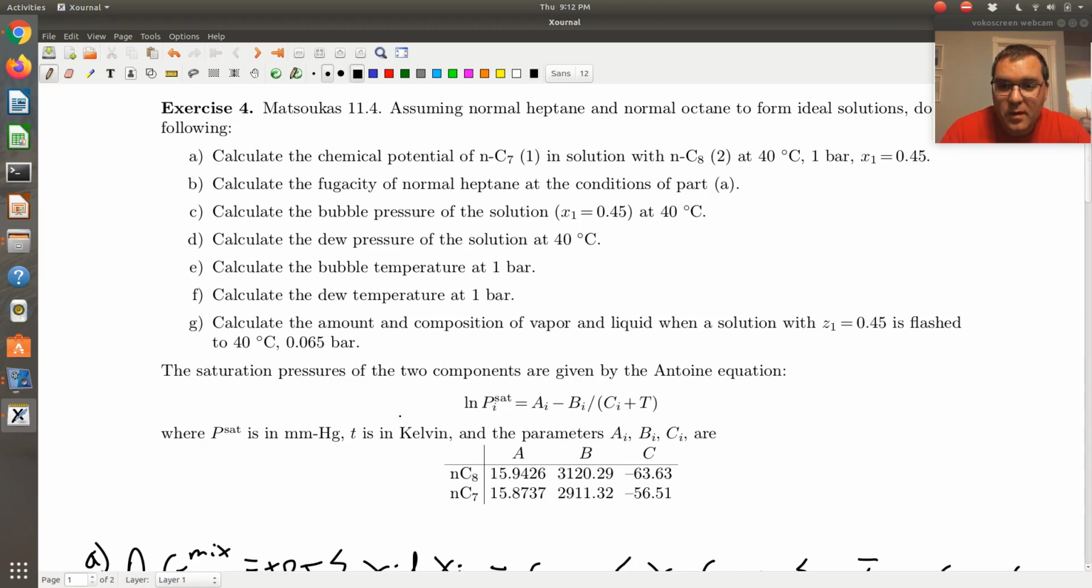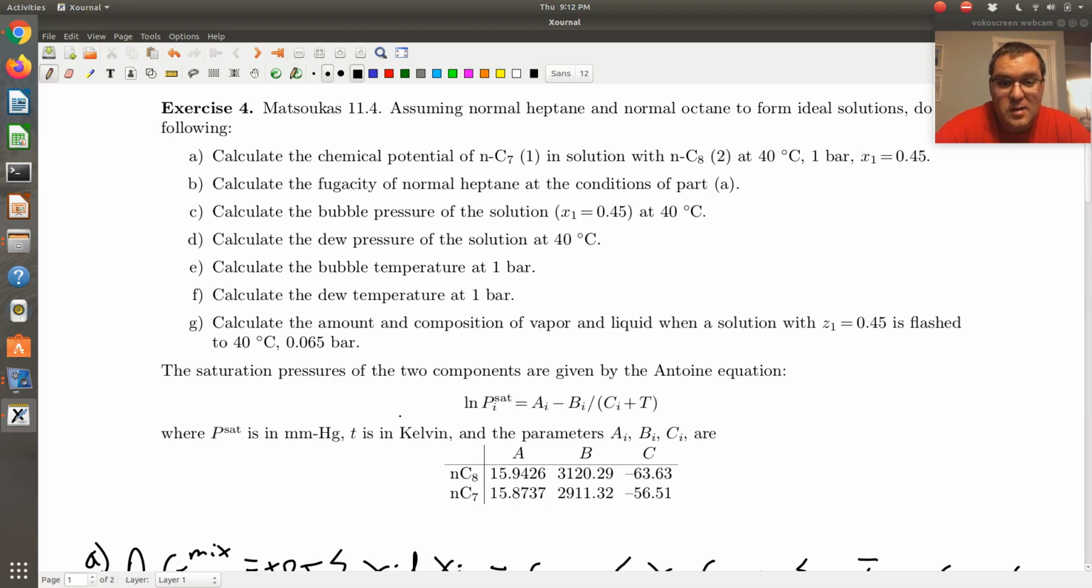C, calculate the bubble pressure of the solution at x1 of 0.45 and 40 degrees C. D, calculate the dew pressure of the solution, assuming that the solution x1 is 0.45 and 40 degrees C. So C and D calculate the bubble point pressure and dew point pressure. Then E and F are repeating with temperature. Okay, so let's look at C and D together.